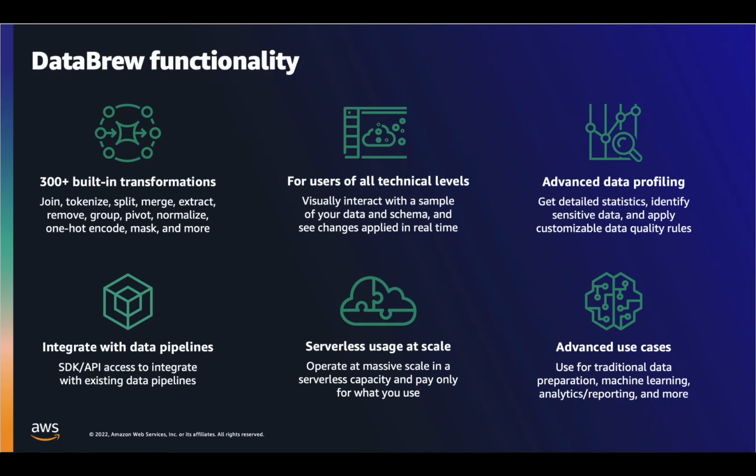Let's take a look at some of the functionality. There's over 300 built-in transformations. You can do a lot of complex transformations of that data within a single recipe. It's for users of all technical levels. It is no-code, low-code, so it's mostly point and click. You can do advanced data profiling on the data so you can understand where cleanliness may be an issue or what type of transformations you need to do. It also integrates with other existing data pipelines through the SDK or API.